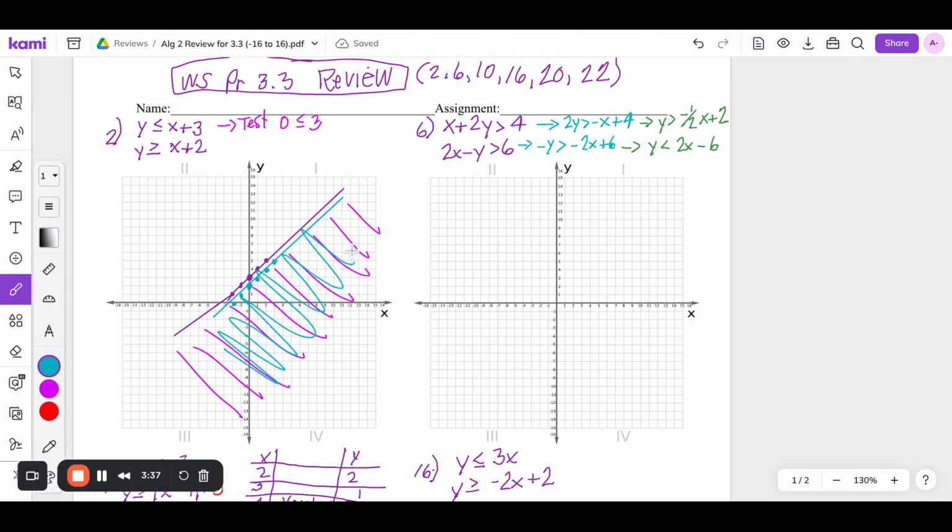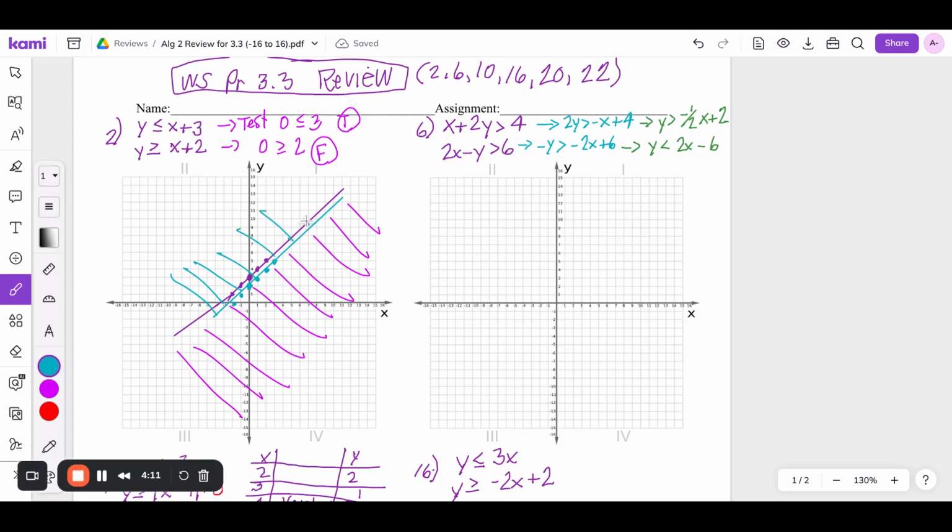So your solutions, well, actually, I'm sorry, I overstepped. I want to test. So I'm going to test 0, 0. Is 0 greater than or equal to 2? Is 0 bigger than 2? No, that's false. This one was true. This one was false. So since this is false, I have to shade away from the 0, 0. So I'm shading this side.